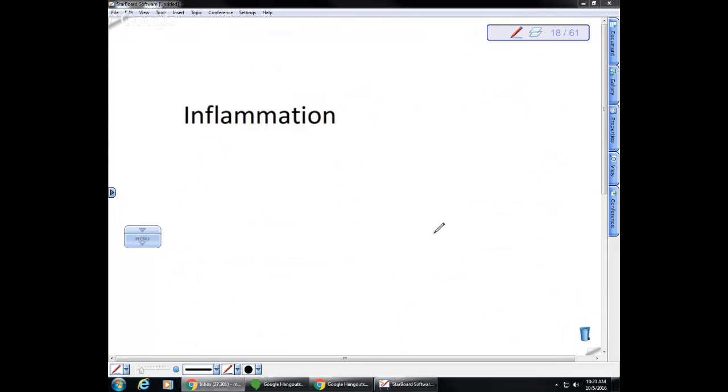Okay, so inflammation. When you have inflammation in your body, what are some of the signs that there is a problem? Swelling. What color does it tend to be? Red. So we have swelling, redness. Is it hot or cold? Hot, right? And then we also have associated with it pain.